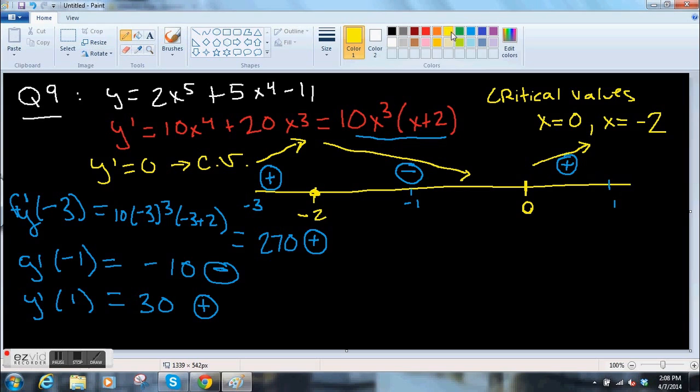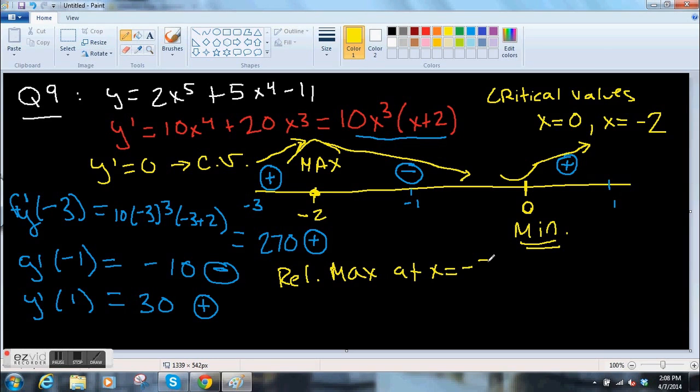So because it goes up and down here, this is a maximum. Do you see that? It goes, whoa, like that. So it's a maximum because it goes up then down. And here it goes down then up, whoa, like that. That is a minimum. So here's how you write this out. You say we have a relative maximum at x equals negative 2, and that is the point. You can't just write negative 2. You want to find out what the point of that is on the graph.